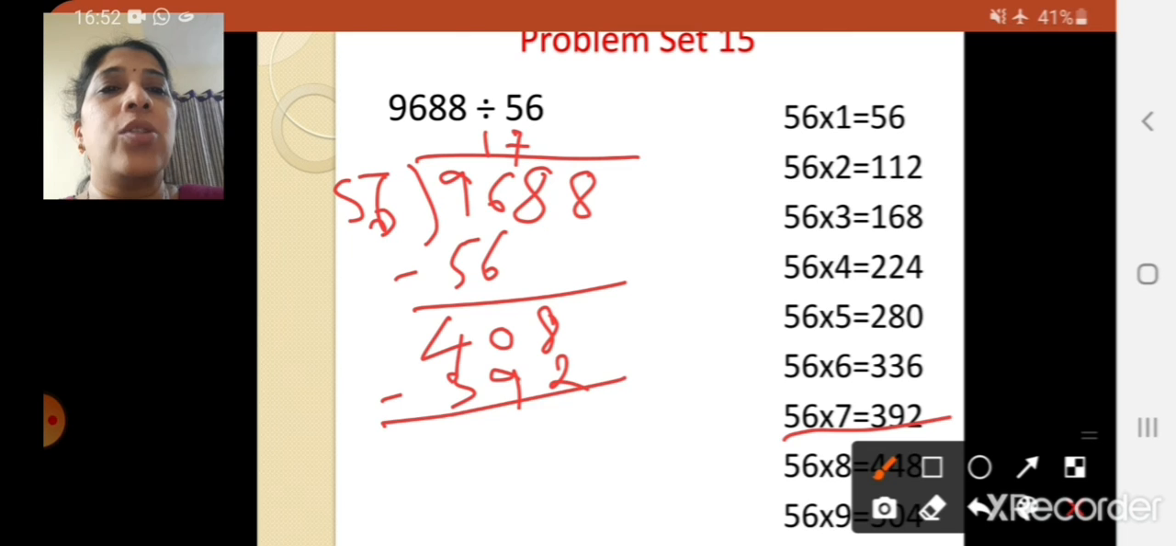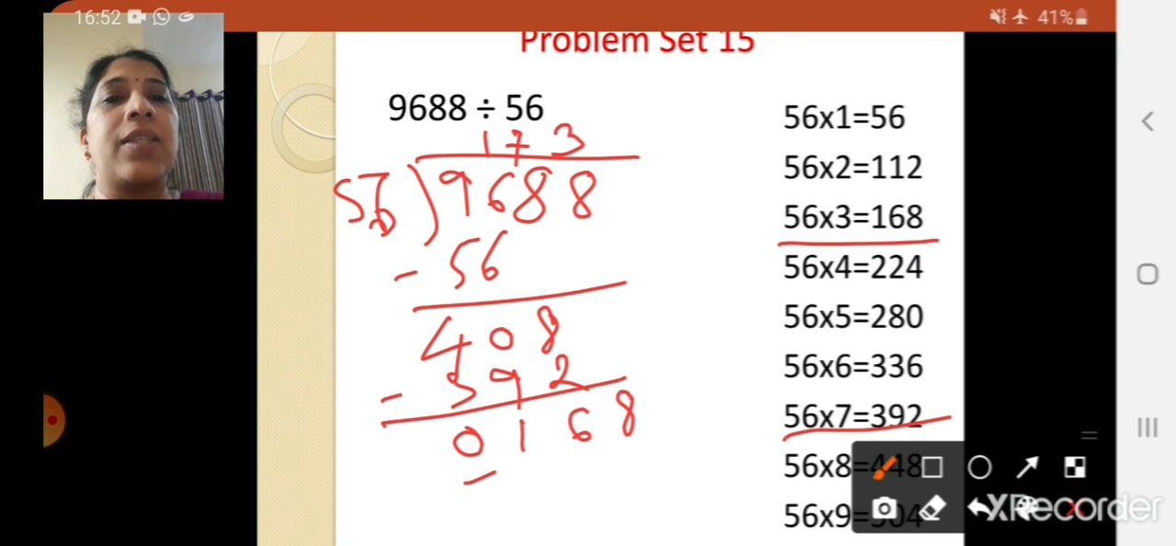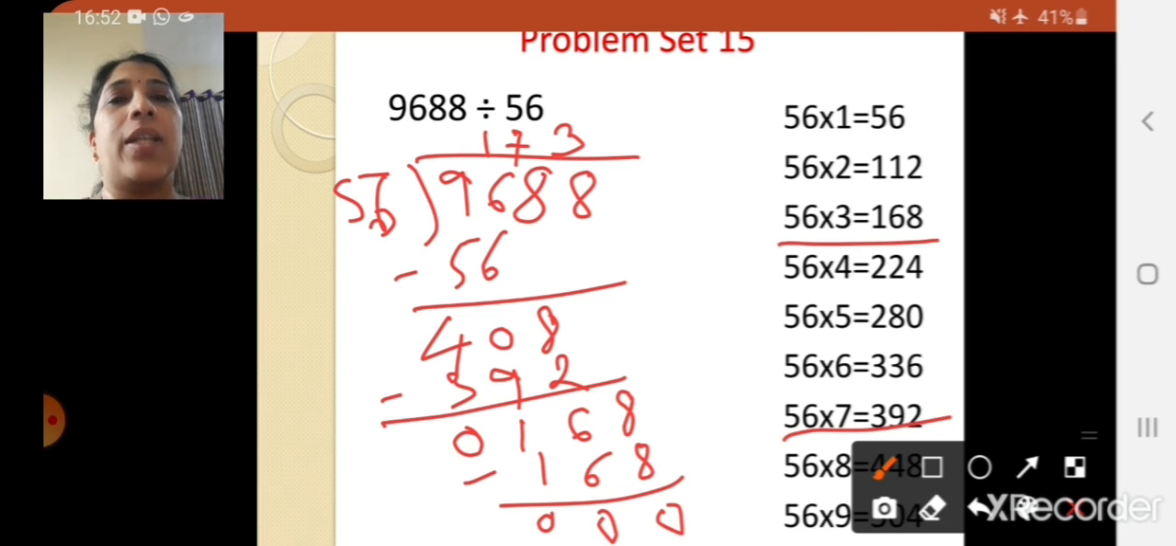So 8 minus 2 is how much? 6. Now 0 minus 9 you cannot do. So you are going to borrow 1 from the 4, right? So 10 minus 9 will be 1, and in the 4th place it will become 3. So 3 minus 3 is 0. Now 8 you will take down. Now where is 168? 56 3s are. So I will write 56 3s are 168. So 8 minus 8 is 0, 6 minus 6 is 0, 1 minus 1 is 0.